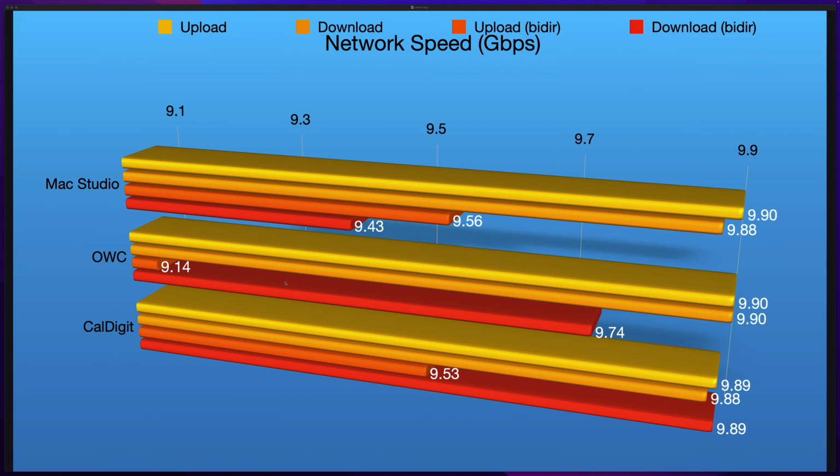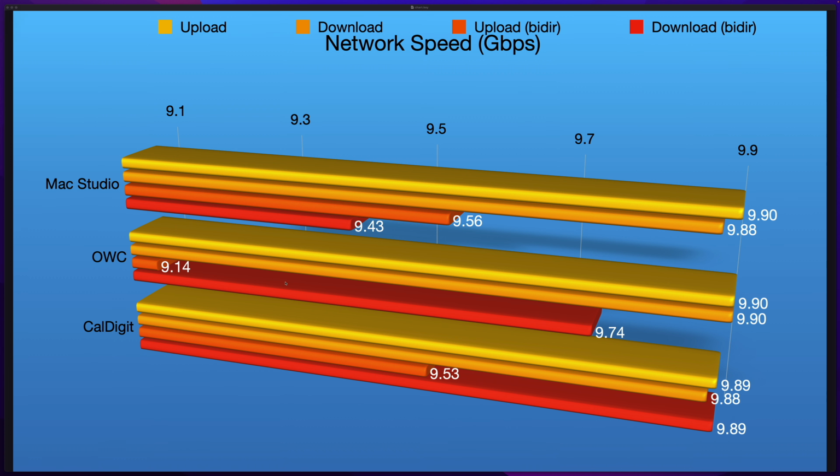As you can see, CalDigit is the fastest one, but all three of them have very similar read speed, almost saturating the bandwidth of the network. But when it comes to write, the Mac Studio is the slowest one. OWC is in the middle, but all three are very good. I believe in the real world, if you can get this type of NAS access speed, no matter which one, it's good enough. Now let's talk about the temperature testing.